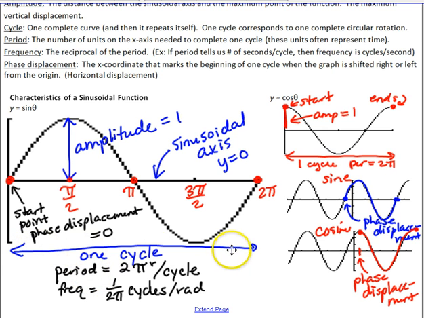The period is the length of one cycle, in this case 2 pi radians per cycle. Closely related to the period is its reciprocal, called frequency. Frequency then would be 1 over 2 pi cycles per radian.